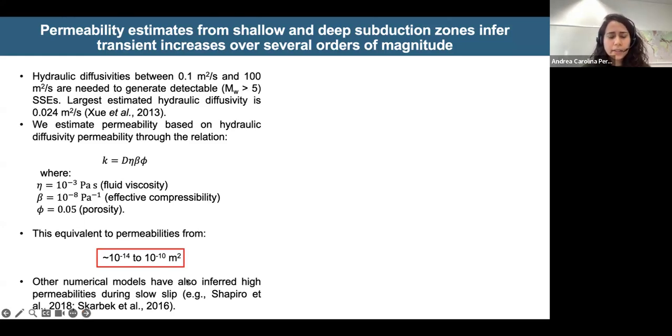There are other models that have predicted large permeabilities to explain, for example, the occurrence of LFEs, or also that these high permeabilities would be explained by the occurrence of porosity waves in a viscously deforming medium. So there are definitely other models that have estimated such large permeabilities. So the question now is, what could those permeabilities mean? Or is there evidence of that?